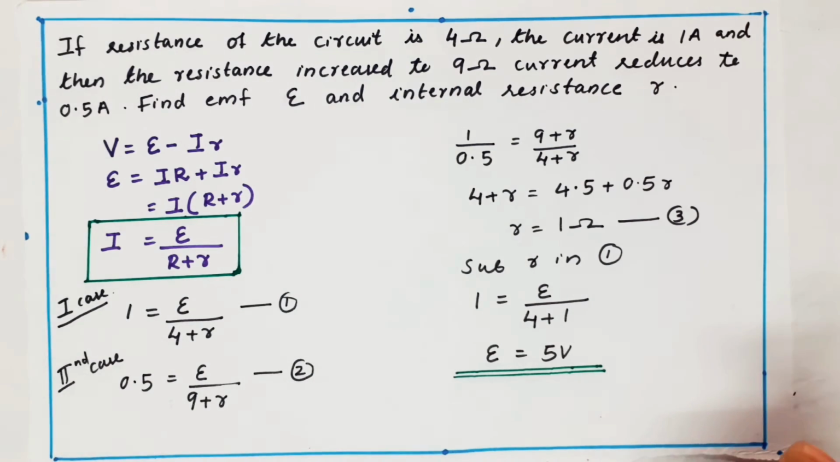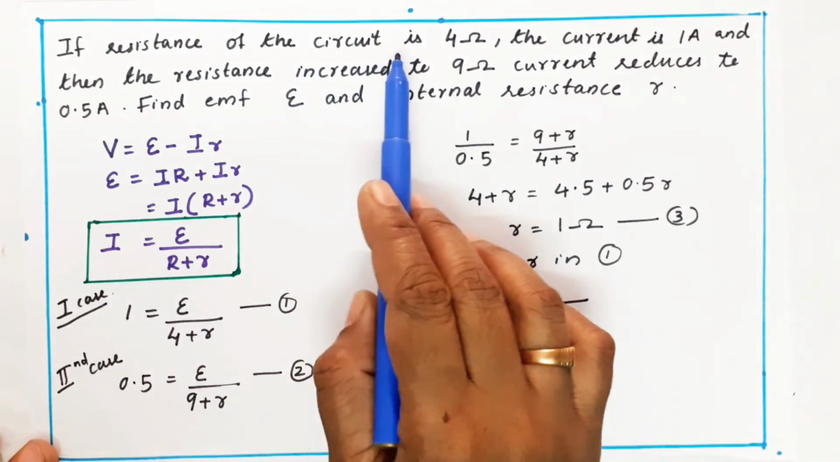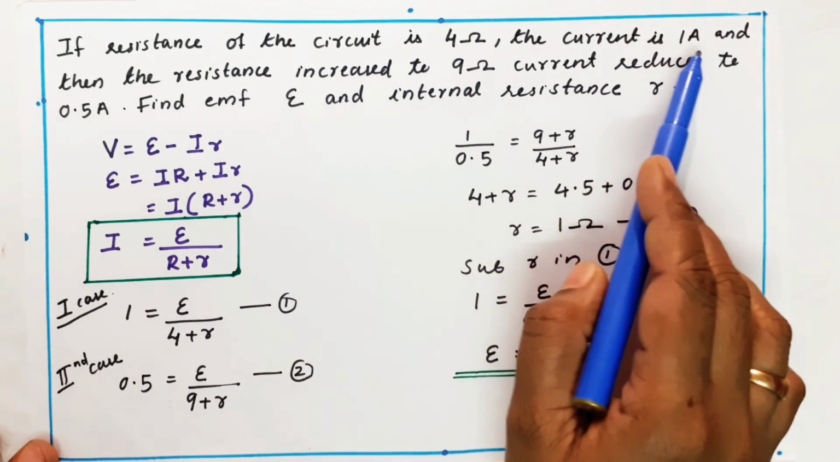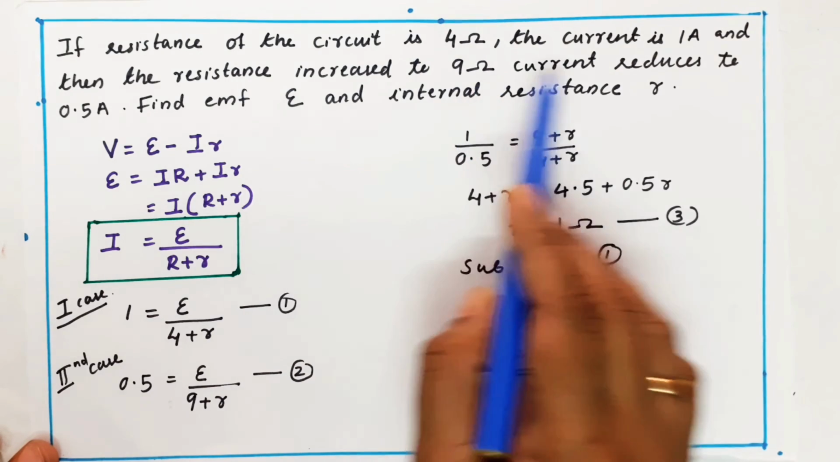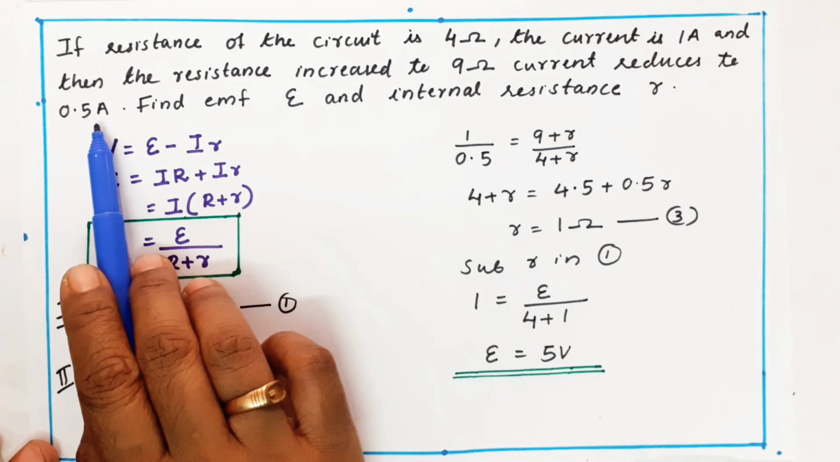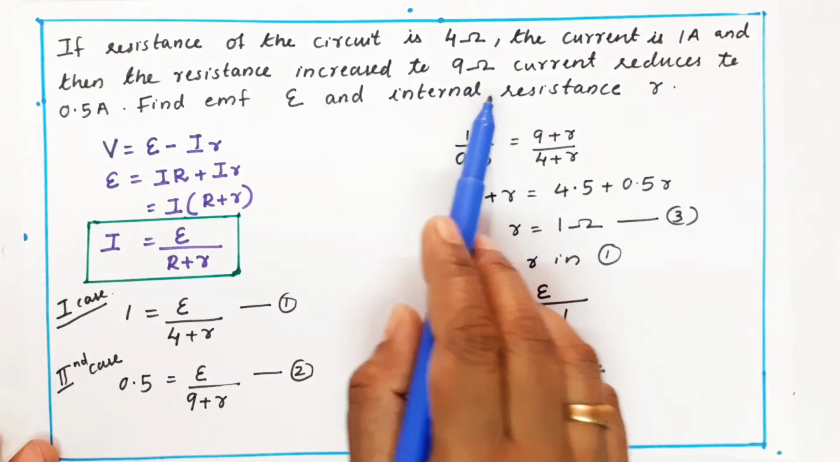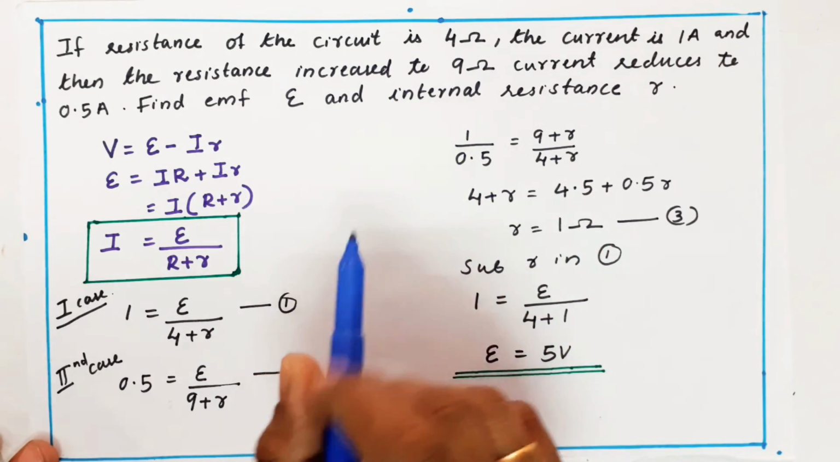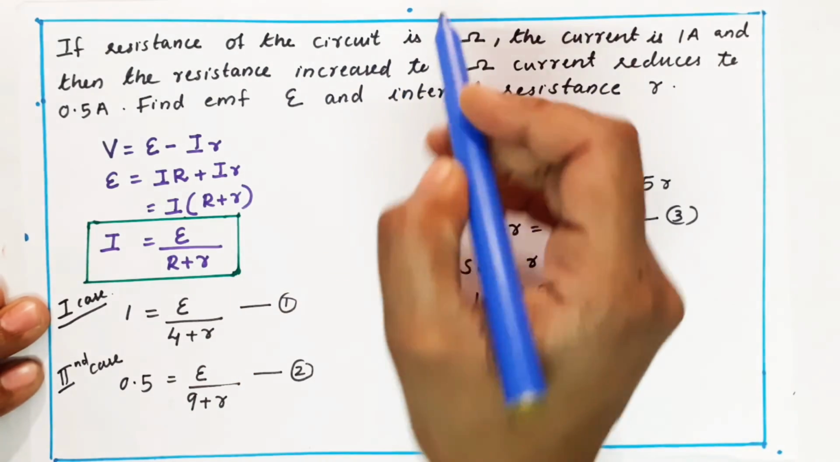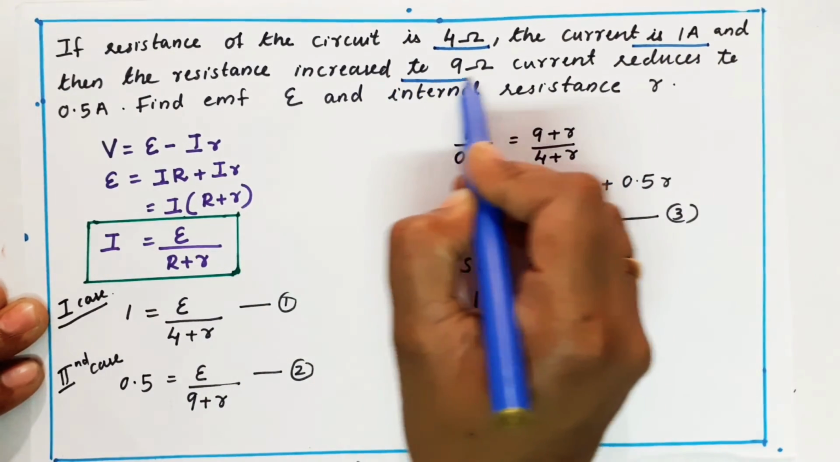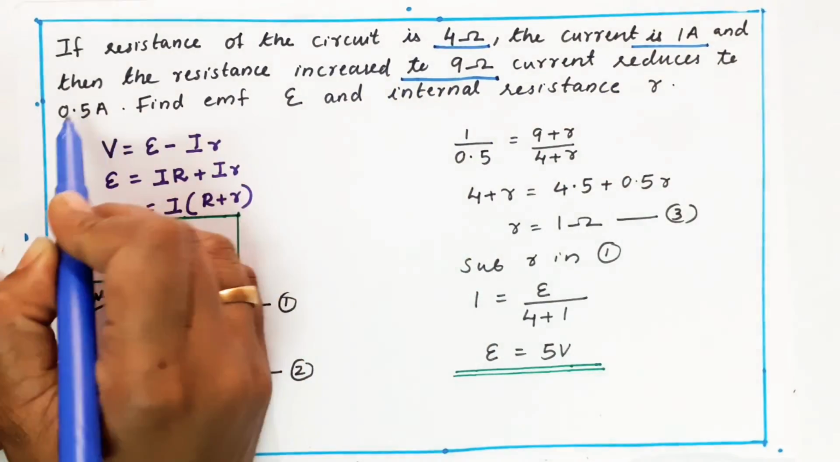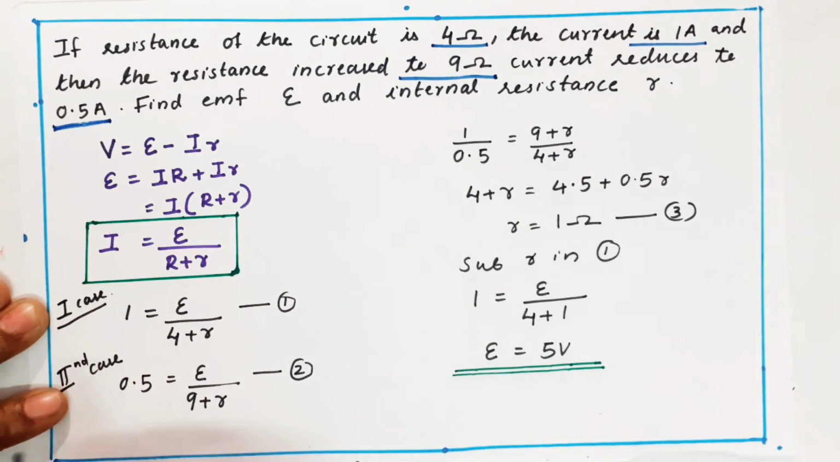Now I want to do a numerical related to this. If the resistance of the circuit is 4 ohm, the current is 1 ampere, and the resistance is increased to 9 ohm, the current reduces to 0.5 ampere. Find EMF and internal resistance. In the question, they gave 2 resistances and 2 currents.